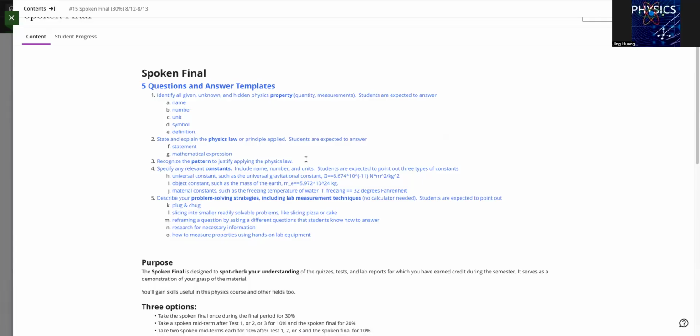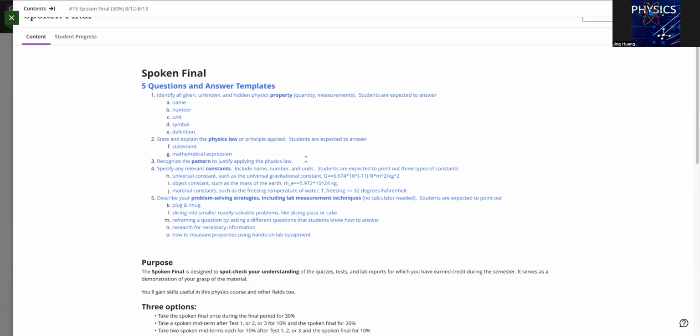All right, so in summary, the spoken final has 5 questions. This is spot checking that for the quizzes and tests that you submitted, you really understand them. So you need to be able to identify the quantities, identify the pattern. You need to be able to state the physics law that you actually applied in achieving the correct answer you submitted. And also you need to tell us which constant you used. Without using the constant, you probably won't be able to get the results you got. So by checking the constants, we know you understand the problem solving process and the problem solving strategy.